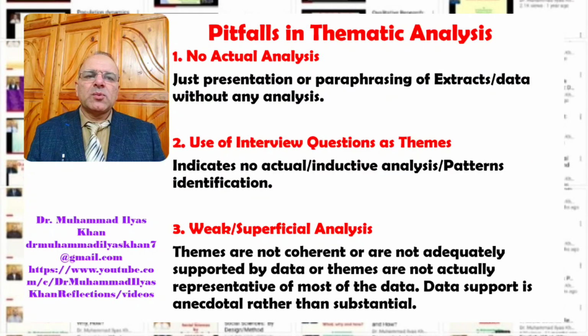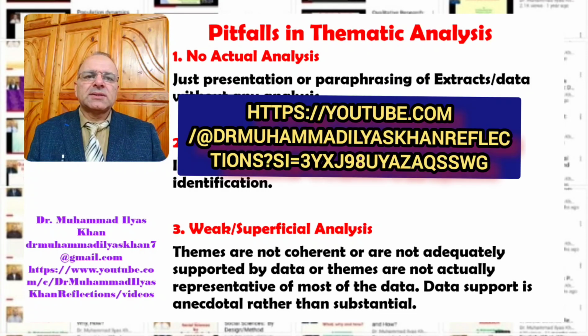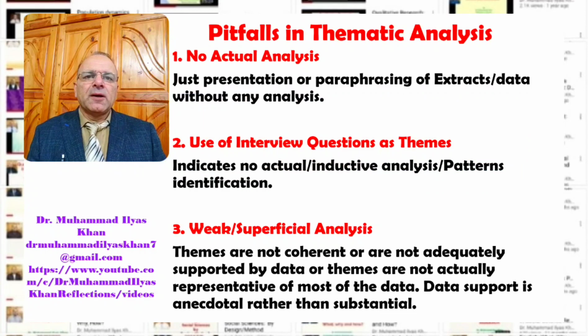The second pitfall is use of interview questions as themes. In some cases, junior researchers especially analyze and organize their themes in the light of the research questions, in a kind of deductive way. But generally, we know that qualitative research is mostly an inductive process, especially themes, and so the approach to qualitative analysis generally should be inductive rather than deductive. So when the interview questions are used as themes, it indicates that there is no actual inductive analysis or pattern identification across data.